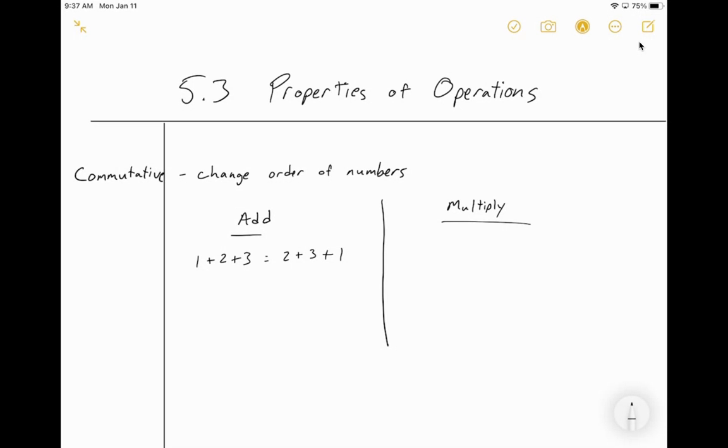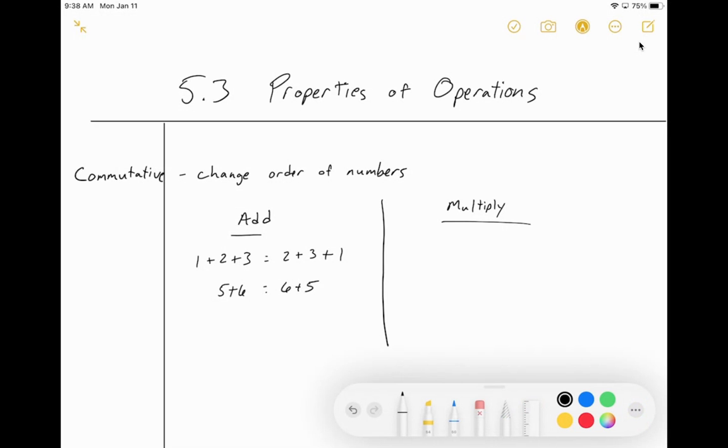So more simply, here's another example. You'll see it as, like, 5 plus 6 is equal to 6 plus 5. Again, the key is the order changes, okay? The order is what changes, okay? And so if the order changes, then it works. Now, notice this does not work for subtraction. Let me show you an example. You don't have to write this down, but let me show you just an example of why subtraction doesn't work here, okay?